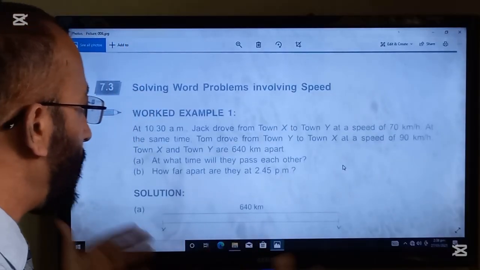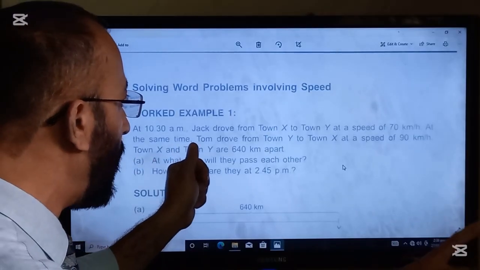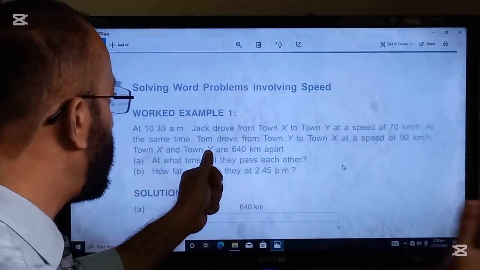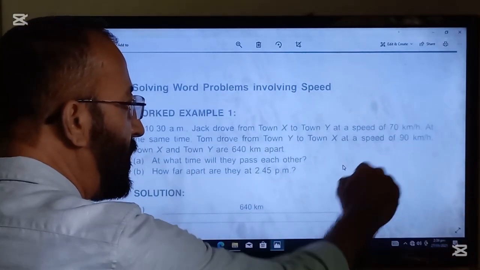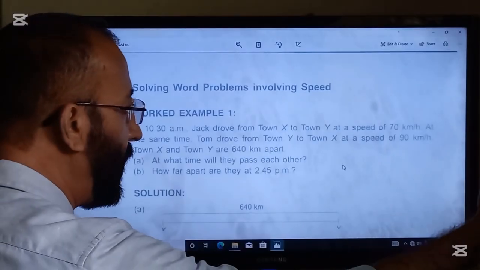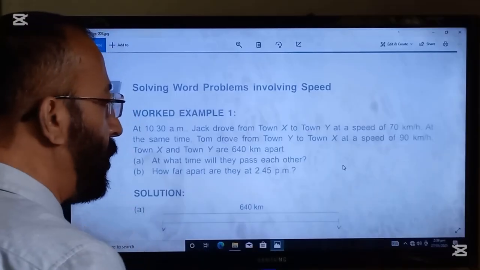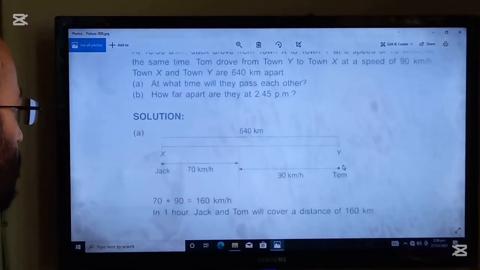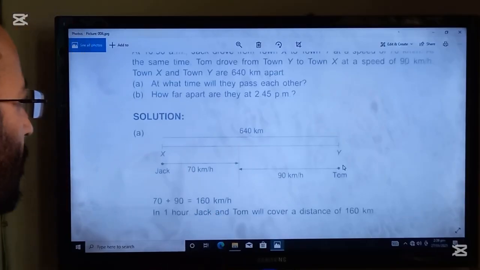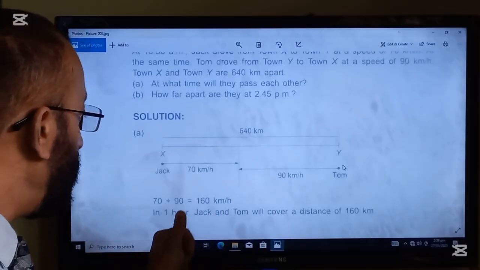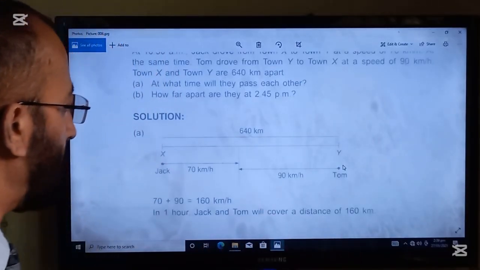Okay, it means they are coming from opposite directions. Jack is going towards town Y and Tom is coming towards town X. One is coming at a speed of 70 km per hour, and the other one is coming towards the town at the speed of 90 km per hour. So 70 plus 90 is equal to 160 km per hour. So it means in 1 hour, Jack and Tom will cover a distance of 160 km.